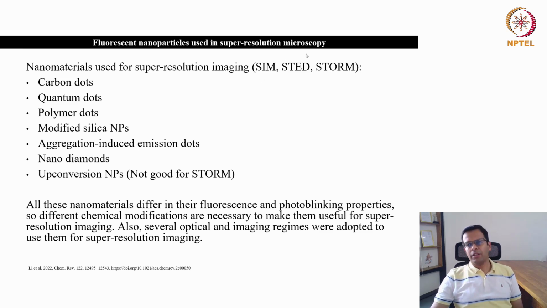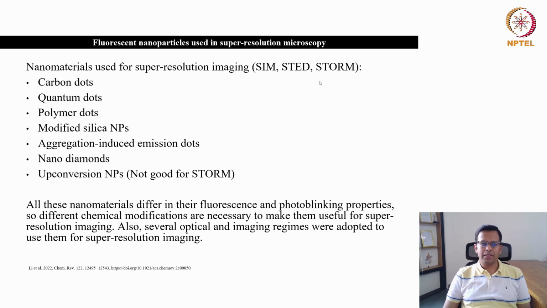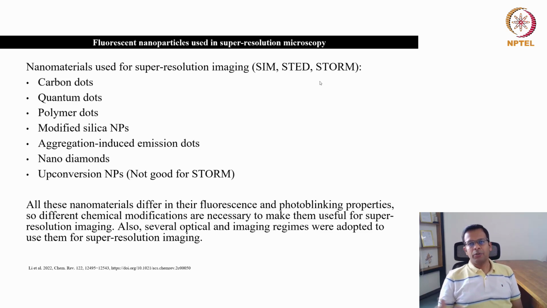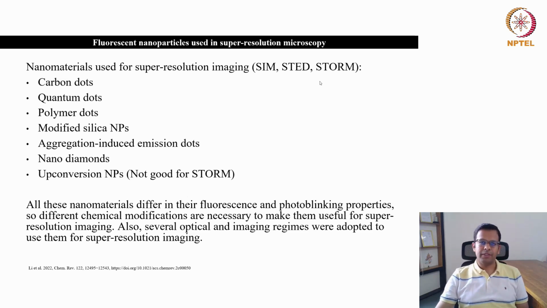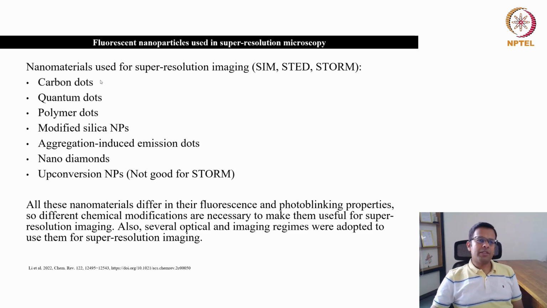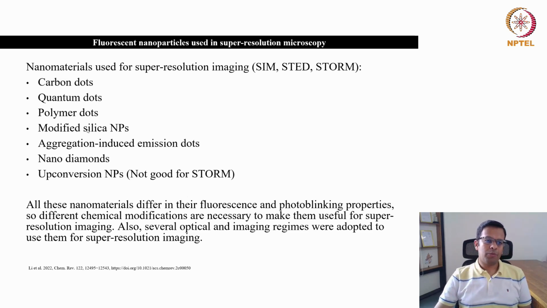Okay, and we have discussed all these 3 techniques in detail in one of the previous classes. So in case you are not familiar, just refer to that previous class to get an idea about how these 3 super resolution imaging technologies work. Okay, and all these nanomaterials have been extensively used for all 3 types of super resolution imaging microscopy: carbon dots, quantum dots, polymer dots, modified silica nanoparticles, aggregation induced emission dots, nanodiamonds, and upconversion nanoparticles.